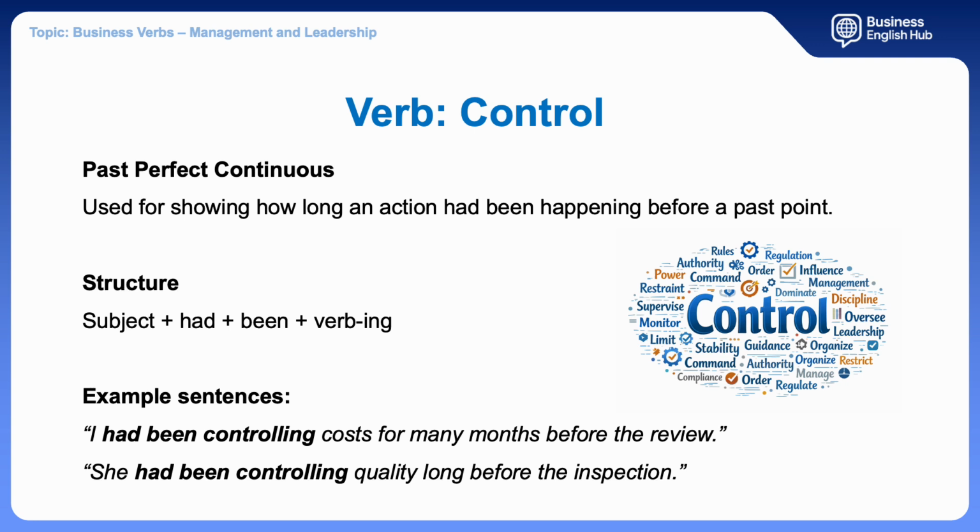Past perfect continuous of the verb control is used for showing how long an action had been happening before a past point. The structure for this is subject plus had plus been plus verb with ing. Example sentences include: I had been controlling costs for many months before the review. She had been controlling quality long before the inspection.